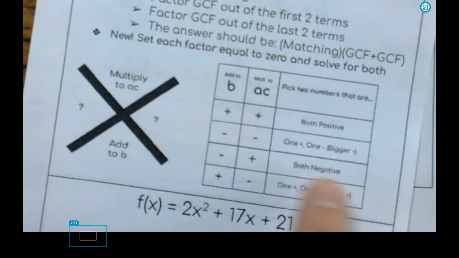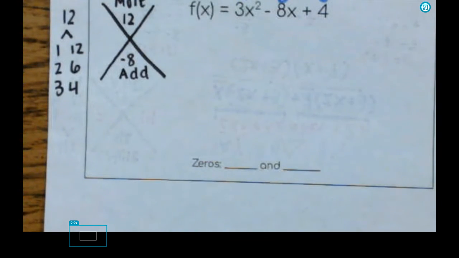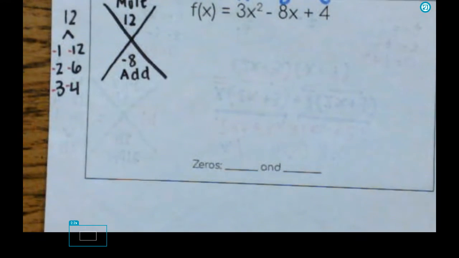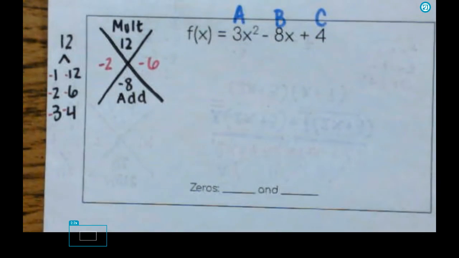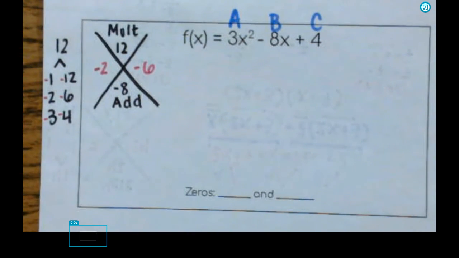On that table, minus plus means we need to pick two numbers that are both negative. So we are going to make all of our numbers negative. Once we make all of our numbers negative, which ones of those add together to be negative 8? 2 and 6. So if you just pick the ones that add together to be positive 8, and then you make them both negative. So it's going to be negative 2 and negative 6. Yes, we'll put the x's on them when we split.